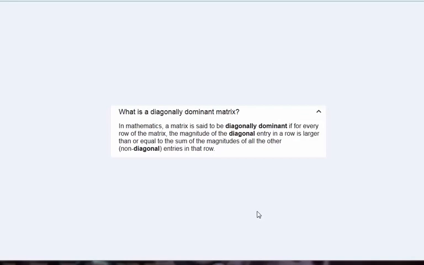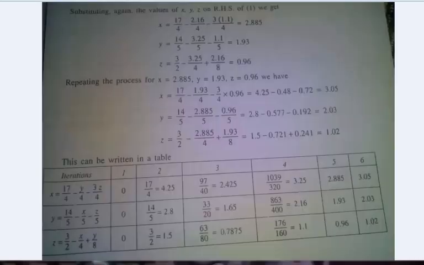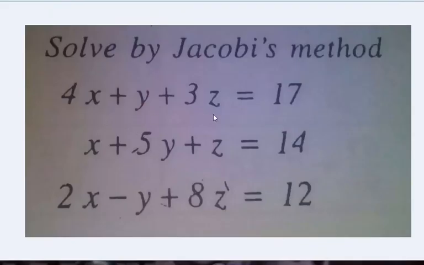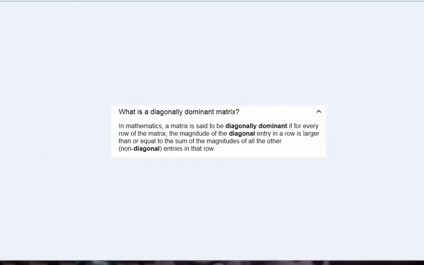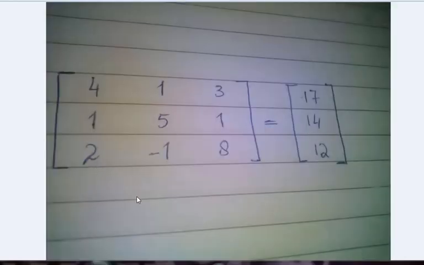So what does it mean? Our question is 4x plus y plus 3z is equal to 17, x plus 5y plus z is equal to 14, 2x minus y plus 8z is equal to 12. When we make a matrix of that question, it will be like that: 4 1 3, 1 5 1, 2 minus 1 8. So this is a diagonally dominant matrix.